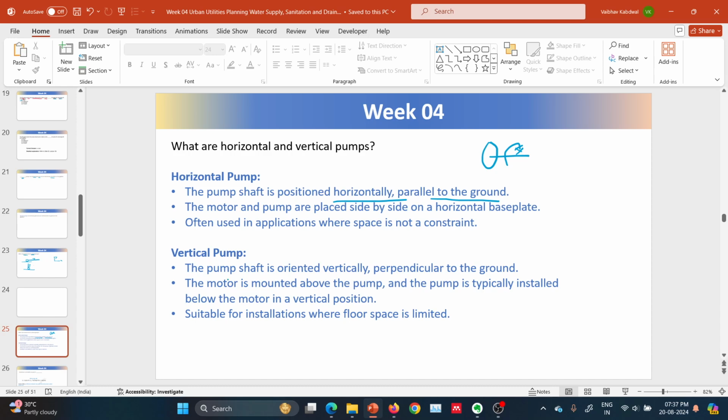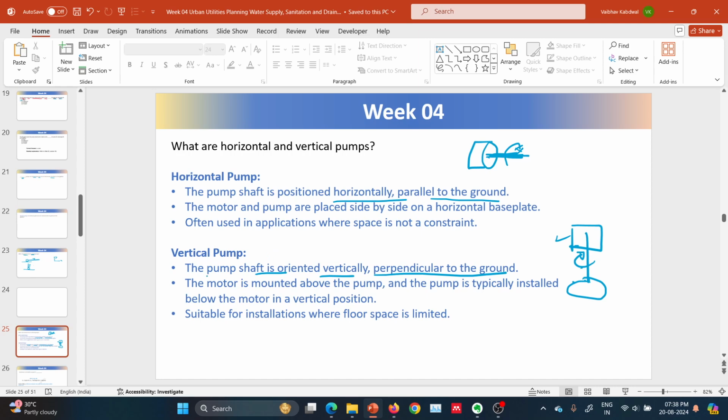And the pump shaft is oriented vertically, perpendicular to the ground. So if this is the shaft, it will rotate like this, and it has the impeller here, perpendicular to the ground. So this is called a vertical pump. This is a horizontal pump. When the shaft is positioned horizontally, this is horizontal. This is the shaft which will rotate. If it is parallel to the ground, then it is called horizontal, and when it is vertical, this is called a vertical pump. That's it.